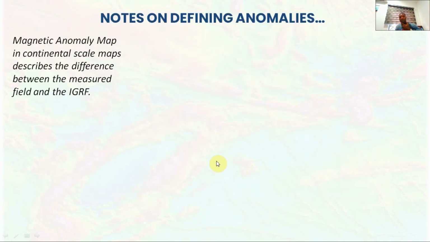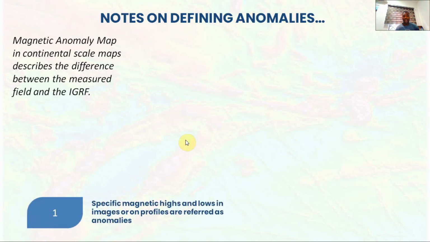Another thing we need to look at is anomaly definitions. How do we define our anomalies? Most of the time we'll say magnetic anomaly, geological anomaly. What is actually an anomaly? In a very broad sense, a magnetic anomaly on a continental scale map is just the difference between the measured field and the IGRF. So this is actually what we need to understand here.